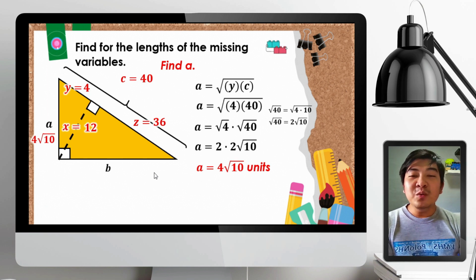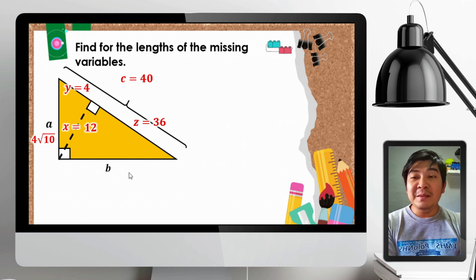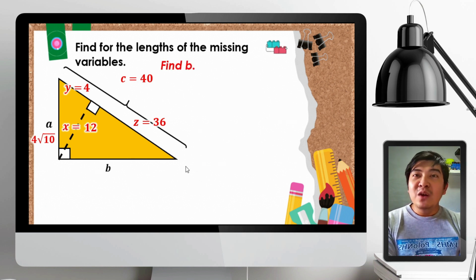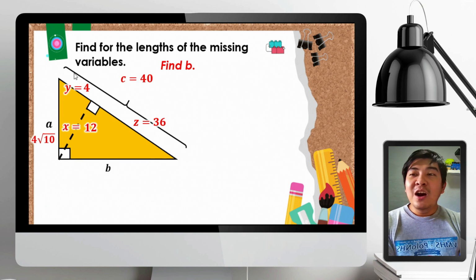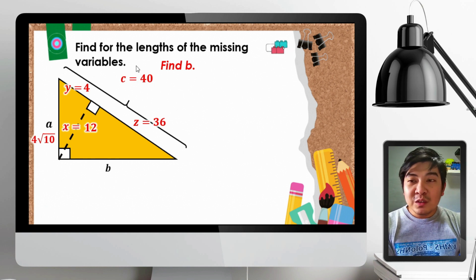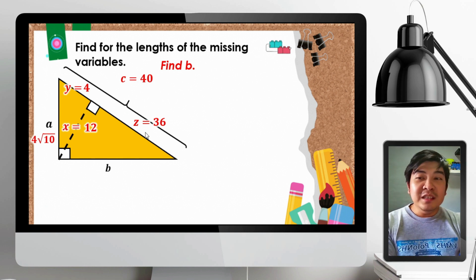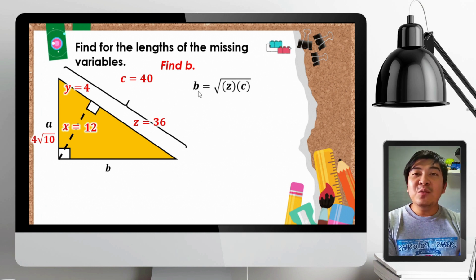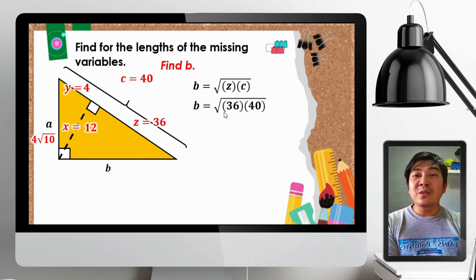So same process will be applied when we are getting the measure of the other leg, which is B. So ganun din. We need to get the geometric mean of the hypotenuse and kung ano man yung segment na mas malapit sa kanya is it Y or Z? So this time we will be using Z. So in formula, that will just be B is equal to the square root of Z times C. Okay? So upon substitution, that will be square root of 36 times 40.